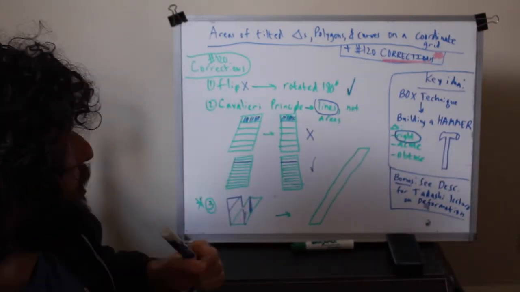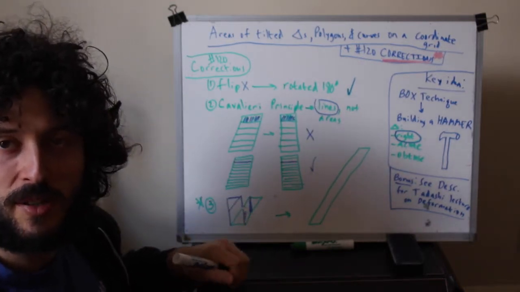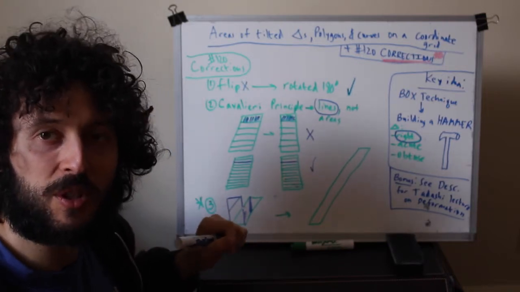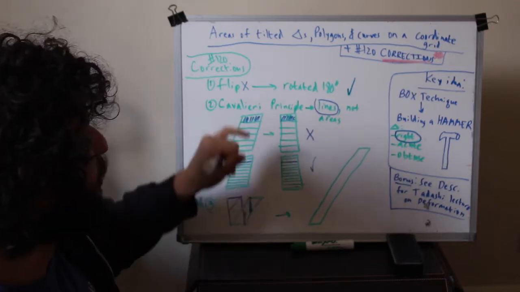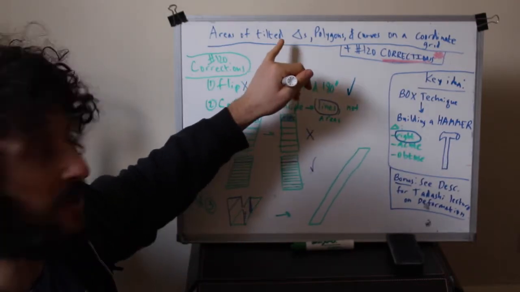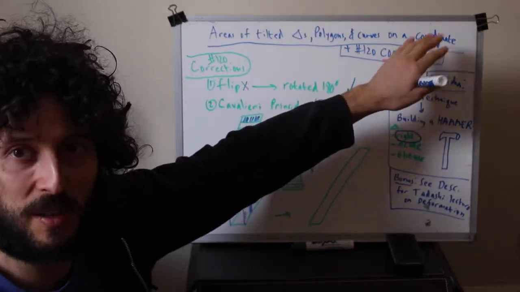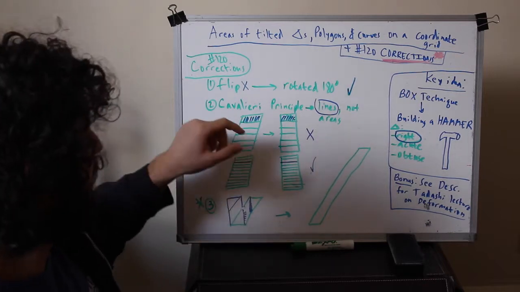Alright, so we left off with triangles, parallelograms, trapezoids, so there's going to be two parts to this video. The first part will be corrections to the triangle/parallelogram video, and the second part will be new stuff where we go over how to find the area of a tilted triangle, polygon, and curves and stuff like that on a coordinate grid. So first of all, some very quick corrections.